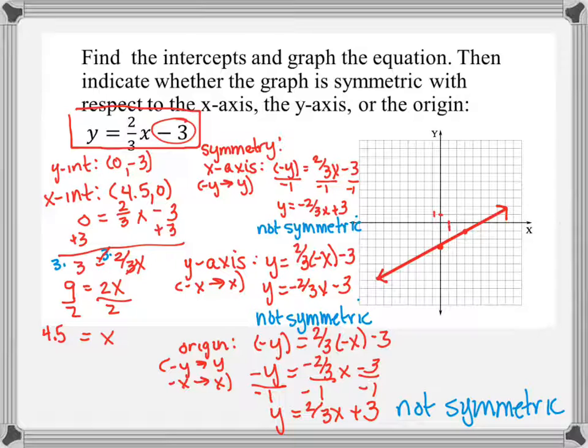We could also see that by looking at the graph. Now, it's harder for me to do this via video, but if you can imagine putting a point at the origin and rotating the graph 180 degrees, would the graph that we would be looking at look identical to what we are starting with now? No. If it did, then we would be symmetric with respect to the origin, but we are not.